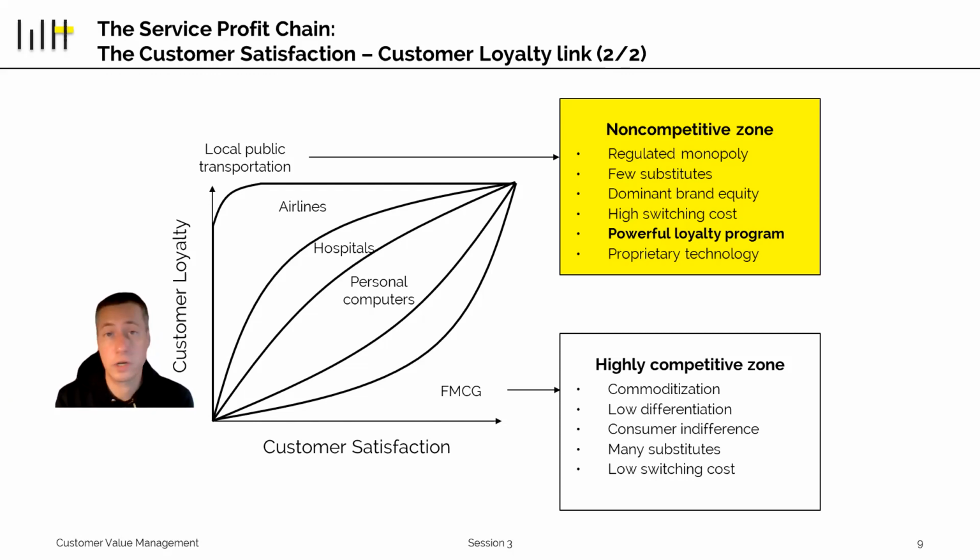Of course, this is not at all the same for the highly competitive zone where you have low differentiation and commoditization like fast-moving consumer goods. If you hate the shampoo that you bought last week because you don't like the consistency, because you don't like the color, because you don't like the shape of the bottle, so even very, very minor aspects, you will immediately switch to a new shampoo because there are literally dozens of different options to choose from.